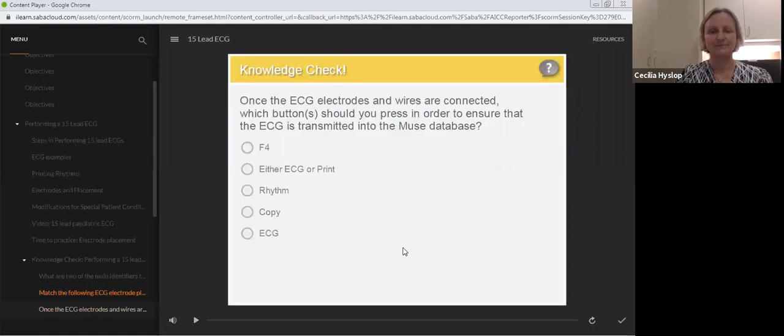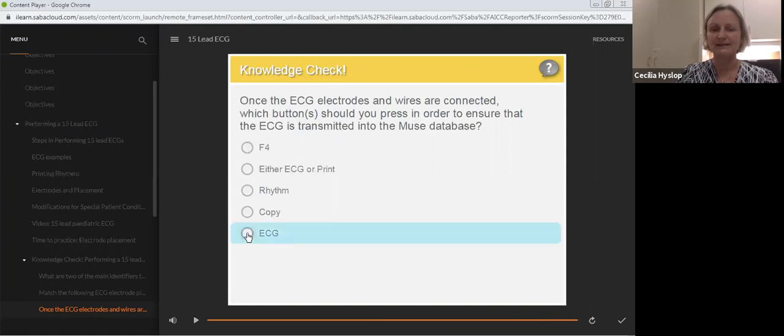Once the ECG electrodes and wires are connected, which button should you press in order to ensure that the ECG is transmitted into the Muse database? Of course, this is a Sick Kids specific question because your system might be quite different unless you work here. So for us, it's the ECG button. Copy, we can make as many copies as we want, but ideally we want to find one good ECG, press the ECG button, and then it transmits up to the Muse database.